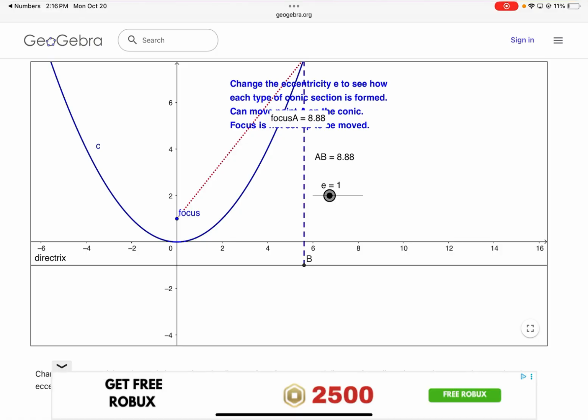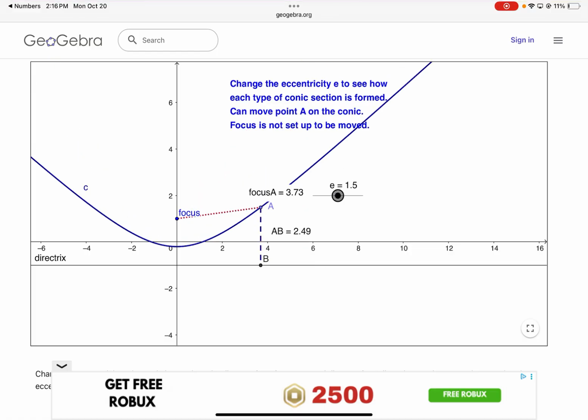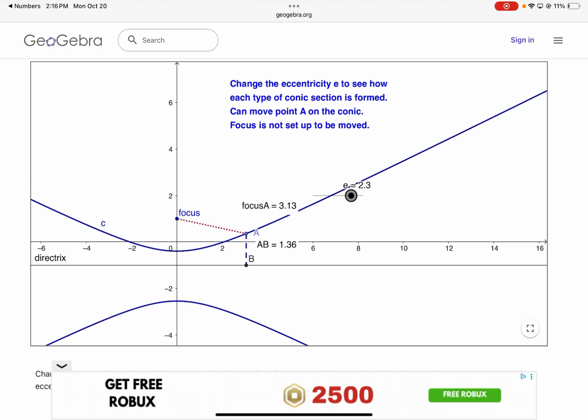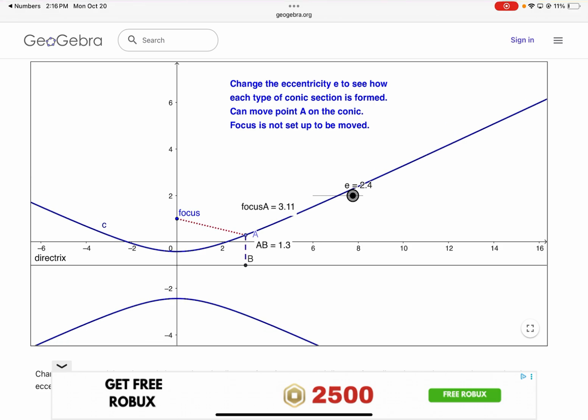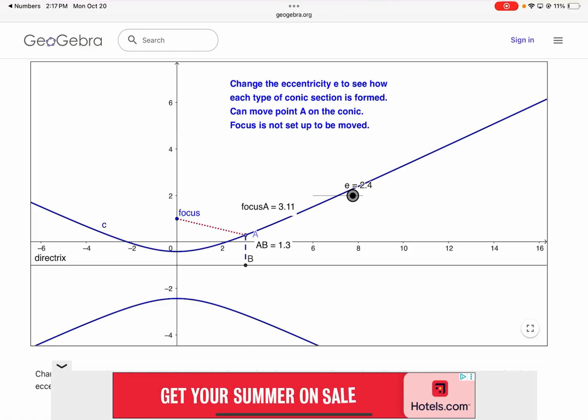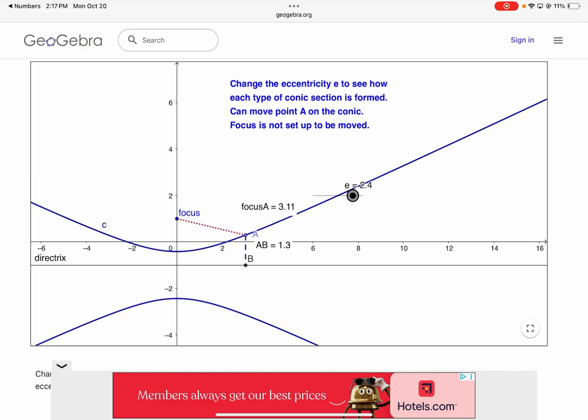Now, if I increase the eccentricity beyond 1, now's where I start to get the hyperbola, and you can't really tell until I get it bigger. You see the lower half of the hyperbola showing up there, right? Look at the distances now. From A to the focus, the distance is 3.11. From A to the directrix at point B is 1.3. The ratio of 3.11 to 1.3 is going to be something larger than 1, 2.4 in this case.